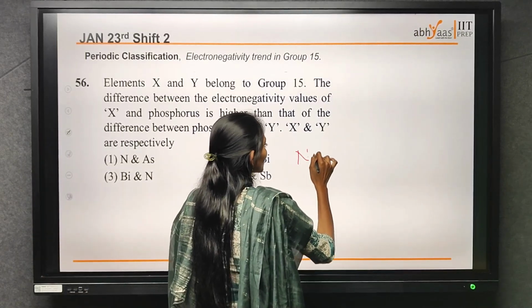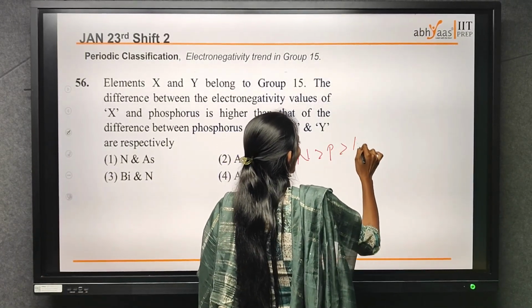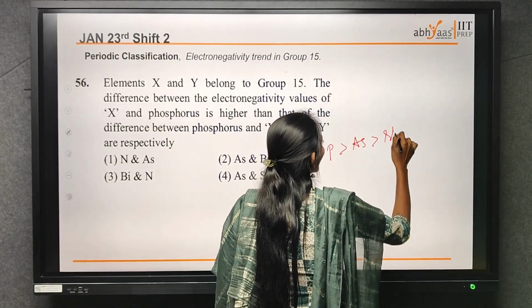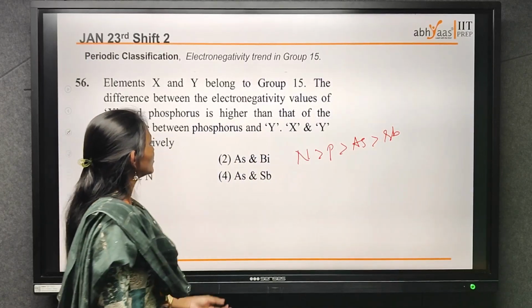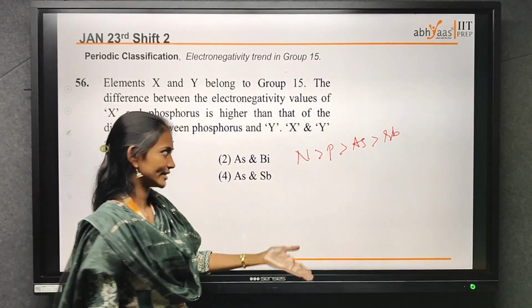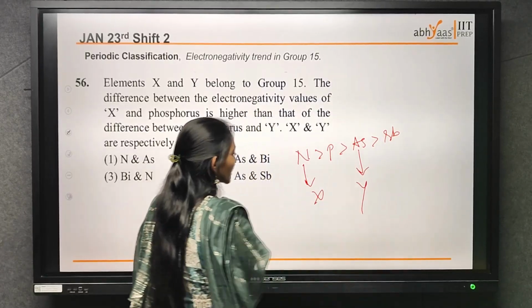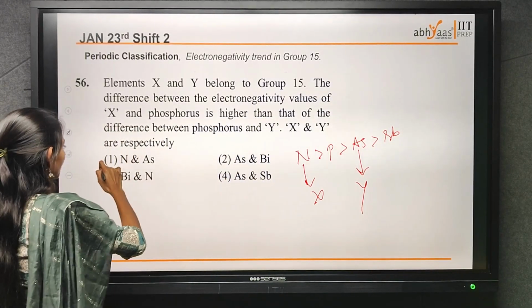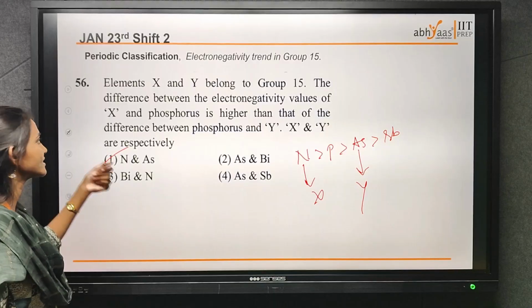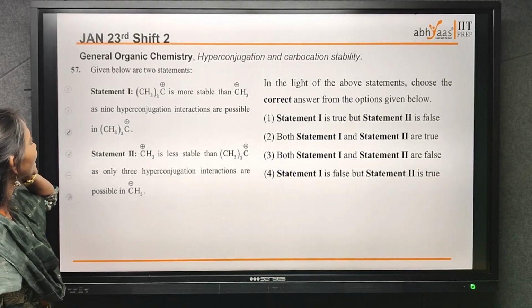That means nitrogen, phosphorus, arsenic and antimony, right? So they are telling less than that, greater than that. That will be this one and this one. This will be your X and this will be your Y. Hence the option will be 1. Very easy question, concept based. Moving on to the next question.